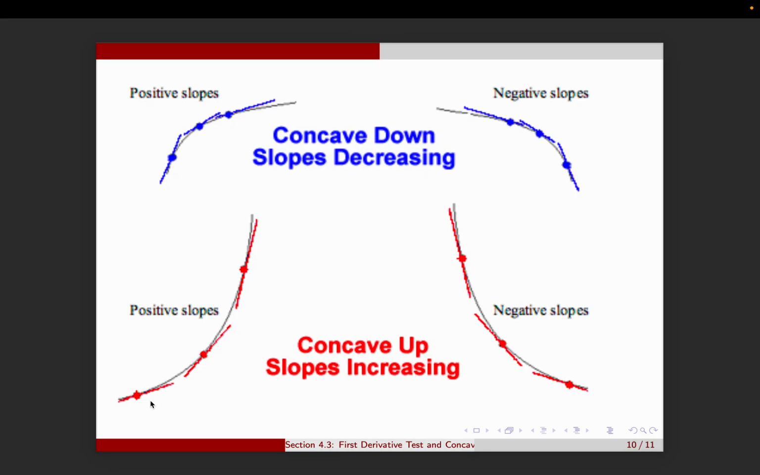And you can see that f prime is increasing. These tangent line slopes are getting bigger, whereas here with the blue, the tangent line slopes are getting smaller. So it's like you're decelerating. Even though you're still increasing, you're decelerating, versus here you're increasing and accelerating. And same thing over here.